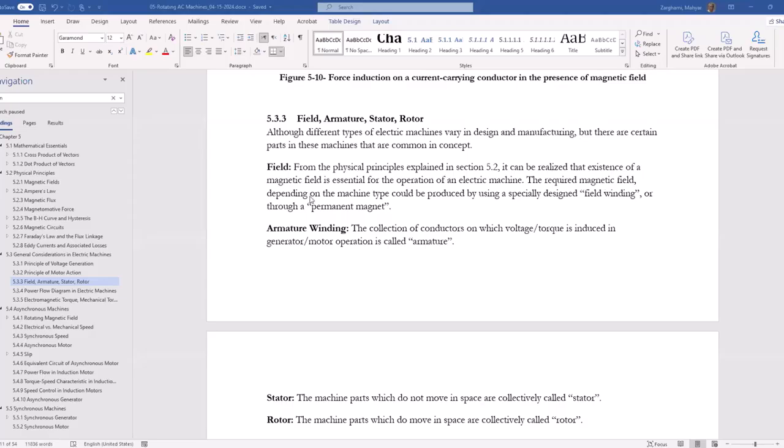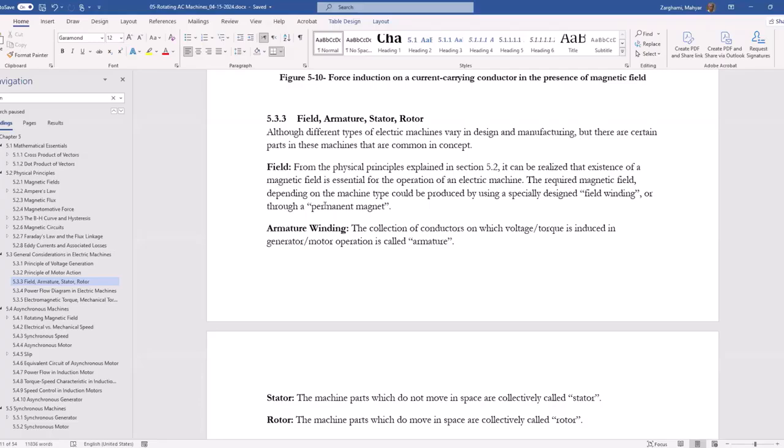That required magnetic field, depending on the machine type, will be produced using a field winding, a special circuit that produces that magnetic field for you. We know that if you have current inside a winding, that would produce a magnetic field. So that field can be produced by that circuit, or sometimes we could use a permanent magnet for that purpose. In certain designs, machines would use permanent magnets.